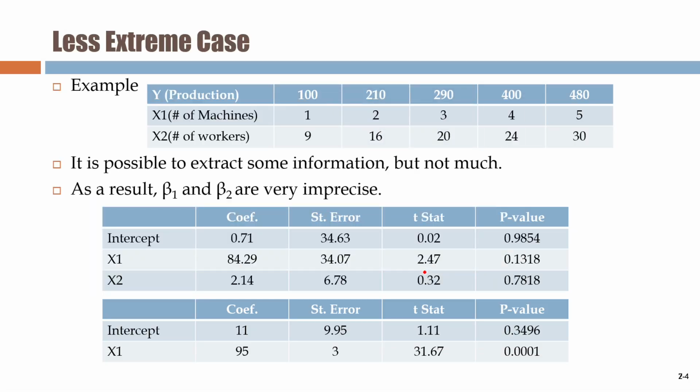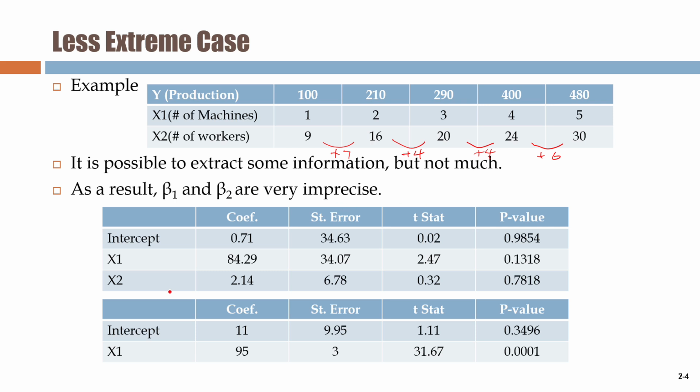But usually in real-world data, we will not see exactly perfectly correlated data. This is a less extreme case. It's not completely correlated. Every time x1 increases, x2 also increases, but how much it increases is different each time, right? This is just +4, right? +4. This is different. It's not perfectly the same, but still it's similar. Now, as a result, beta 1 and beta 2 are very imprecise.